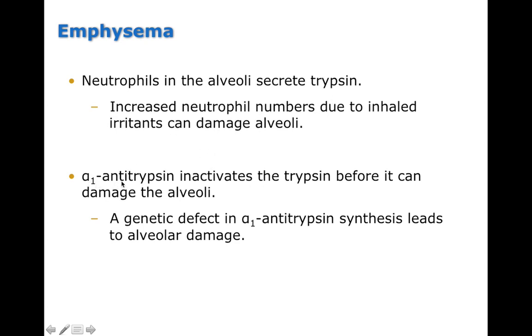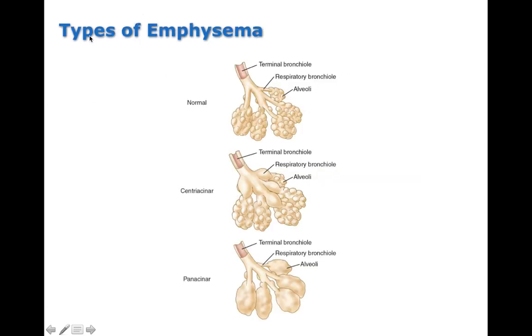Now, alpha-1 antitrypsin normally inactivates trypsin before it can damage alveoli. However, if you have neutrophils releasing too much trypsin, it can override this inhibitory effect. Individuals with genetic defects in alpha-1 antitrypsin can also develop progressive alveolar damage due to inability to inactivate trypsin in the lungs.